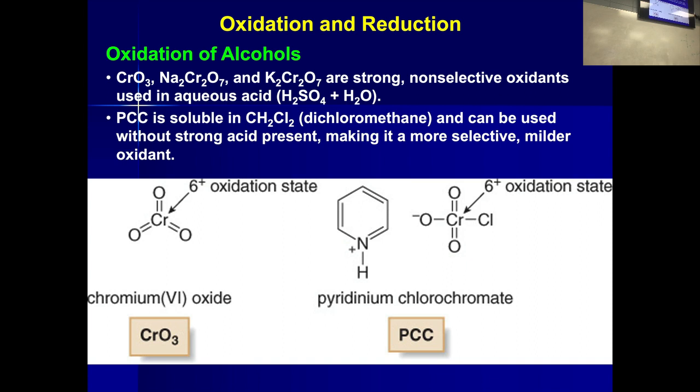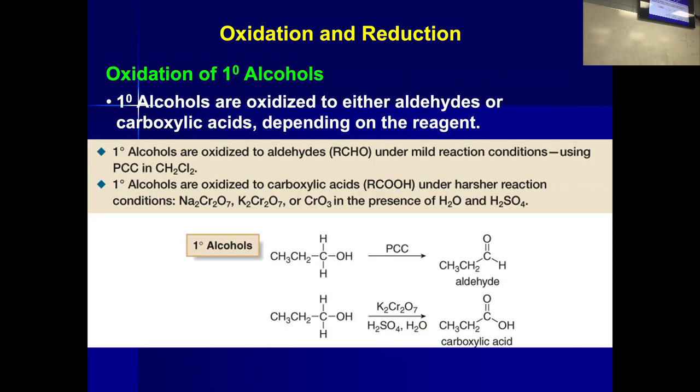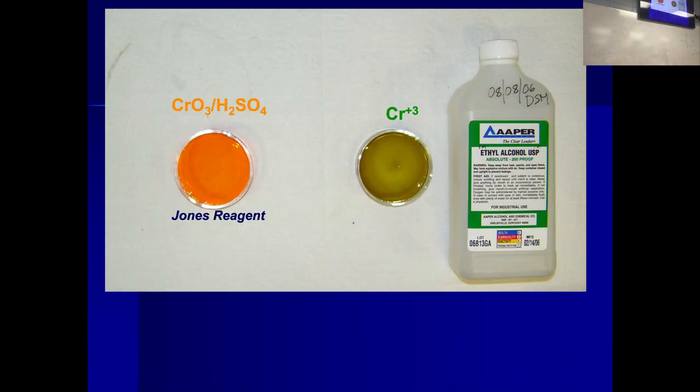But what is the same between them is that chromium in both cases is in the same oxidation state. These are chromium plus 6. What color might you think chromium plus 6 is? Blue? Yellow? Orange. Yeah, it is orange in fact. And it looks kind of like this. That's chromium trioxide and sulfuric acid.